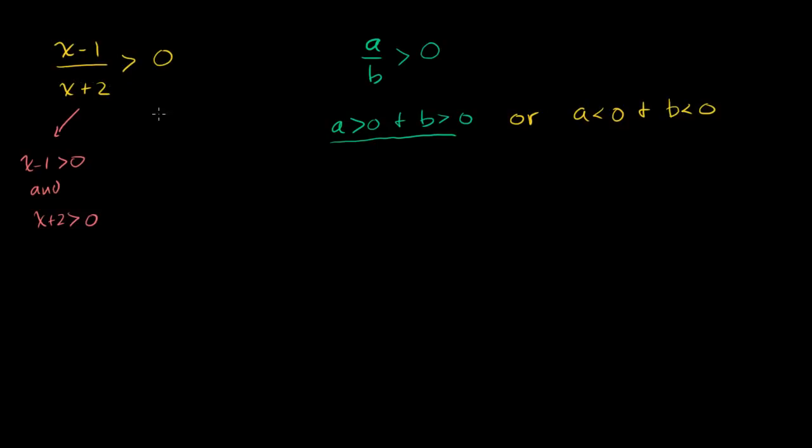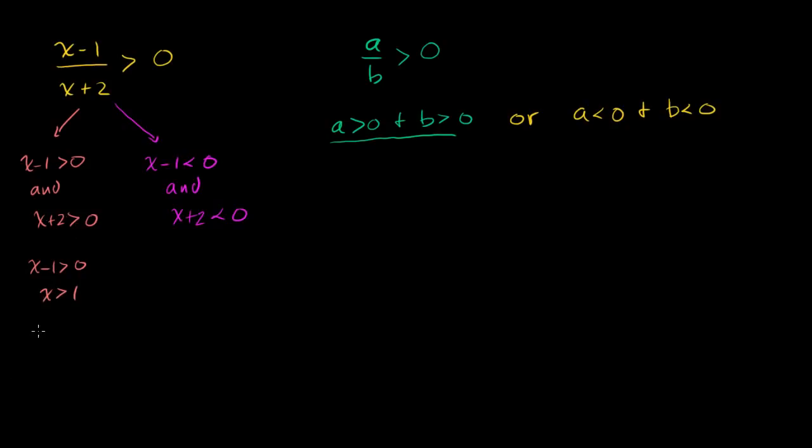The other option, we just saw that, is if both of them were less than 0. So the other option is x minus 1 less than 0 and x plus 2 less than 0. If both of these are less than 0, then you have a negative divided by a negative, which will be positive, which will be greater than 0. So let's actually solve in both of these circumstances. So x minus 1 greater than 0. If we add 1 to both sides of that, we get x is greater than 1.